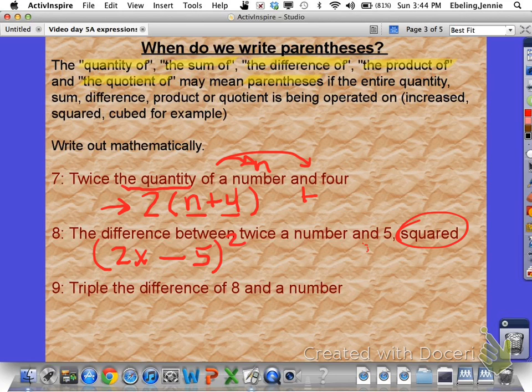Number 9, triple the difference of 8 and a number. Triple meaning multiplying by 3. The difference of means parentheses. And then you have subtraction in the middle, 8 and a number. Well, I'm going in the order of which it is telling me, 8 and a number.